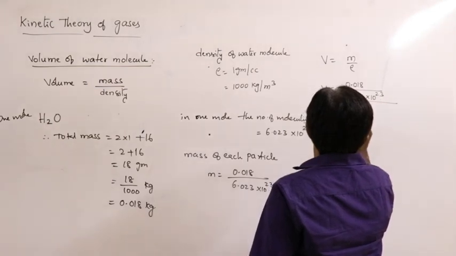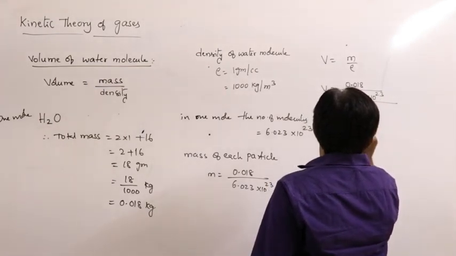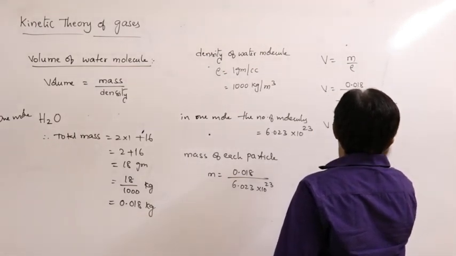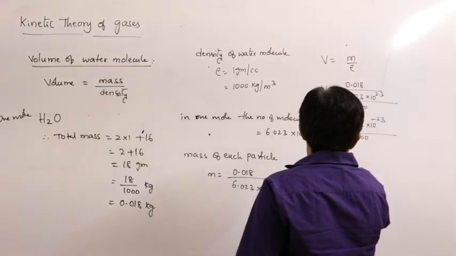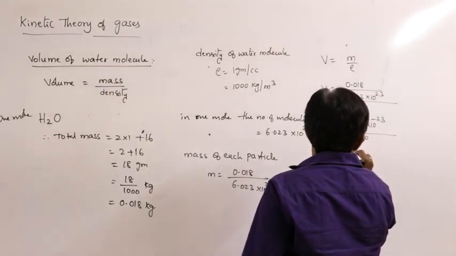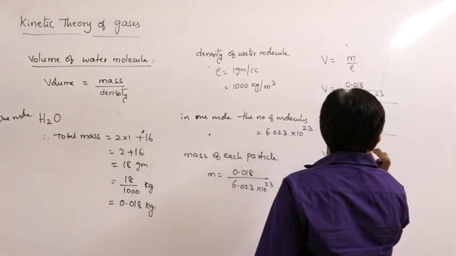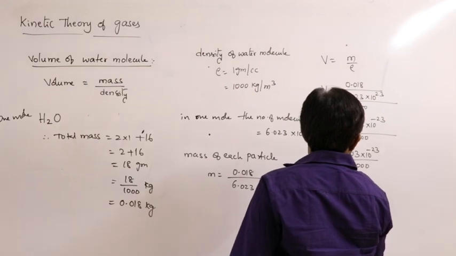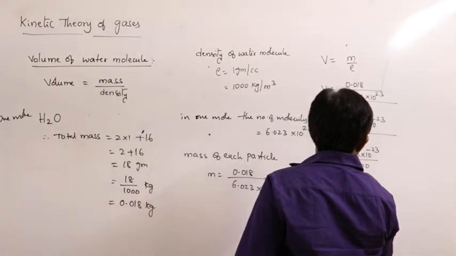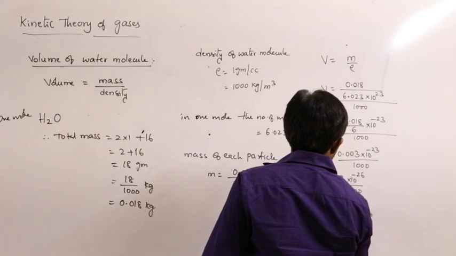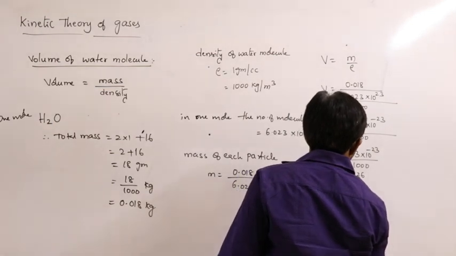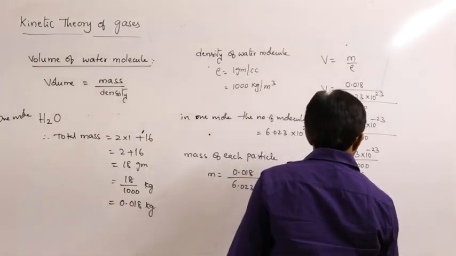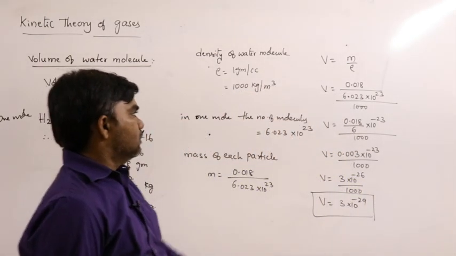So volume is equals to 0.018 divided by, approximately it is considered as 6, 10 to the power of minus 23, divided by 1000. V is equals to 0.003 into 10 to the power of minus 23 divided by 1000. So this can be written as 3 into 10 to the power of minus 26 divided by 1000. V is equals to 3 into 10 to the power of minus 29. This is the volume of the water molecule approximately.